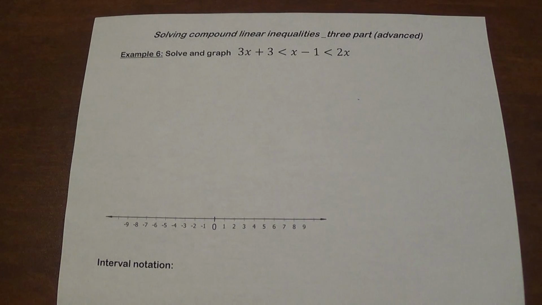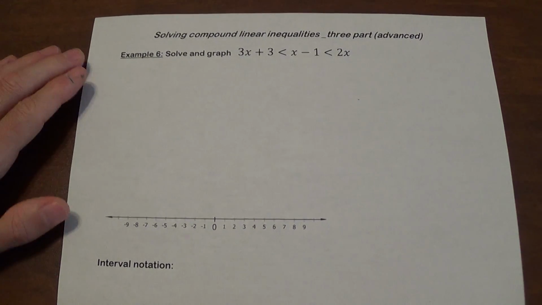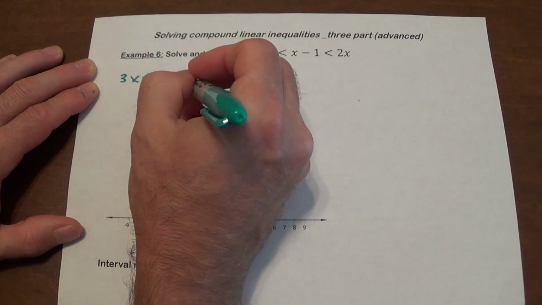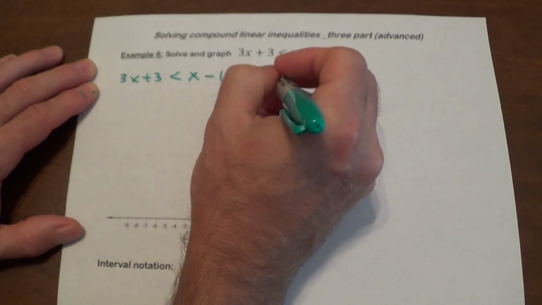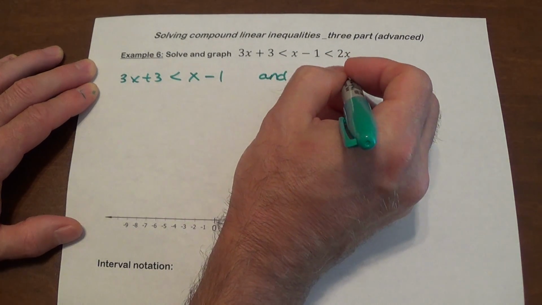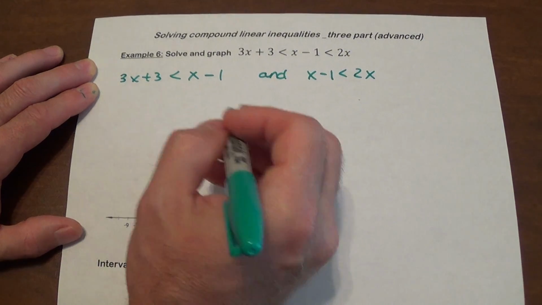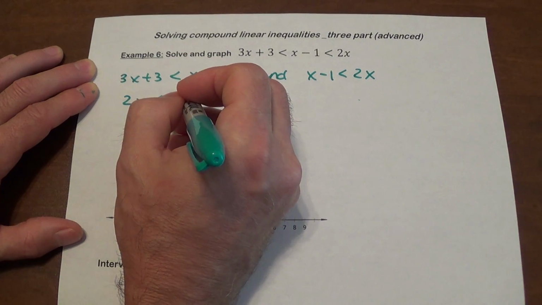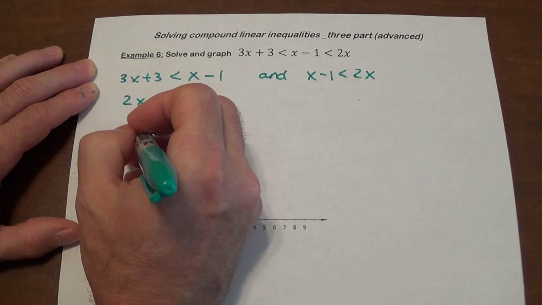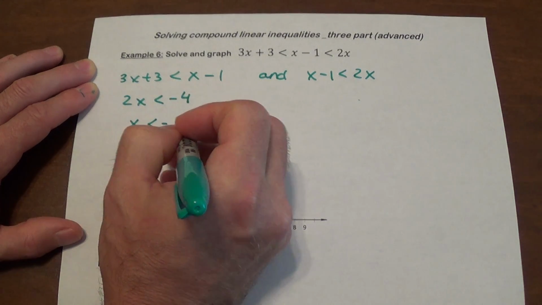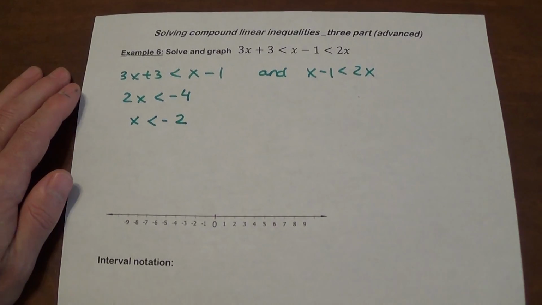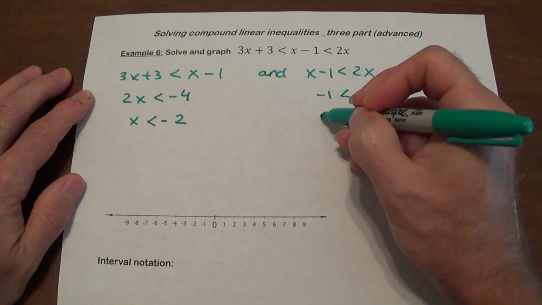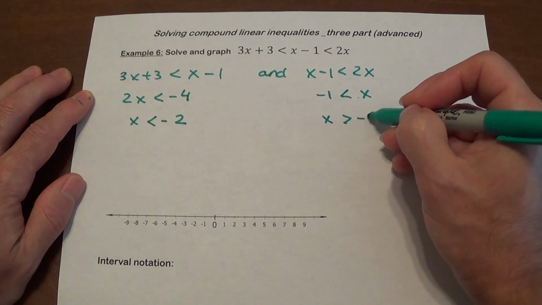This one. So, same approach, nothing changes. 3x plus 3 is less than x minus 1. And x minus 1 less than 2x. So here we're going to have 2x less than negative 4, which gives us x is less than negative 2. For the other one, we are going to get negative 1 is less than x, which means x is greater than negative 1.